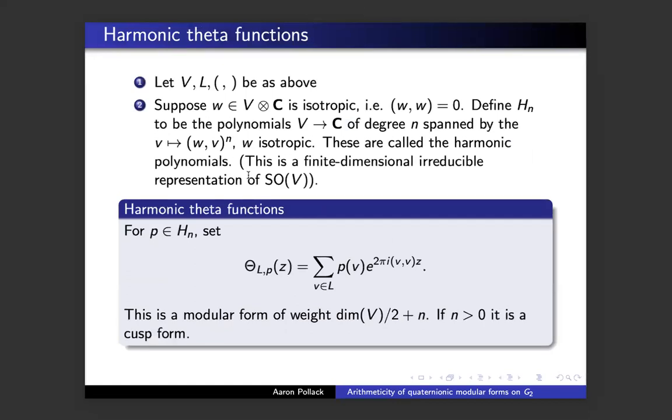And I also want to describe harmonic theta functions. This is a very classical topic, because eventually I'm going to get to producing some analogs of these harmonic theta functions where SL2 is replaced by G2. Okay, so I let V, L, and the inner product be as above. So V is a real vector space. The inner product is positive definite. L is a lattice in V, and the inner product has integrality properties on the lattice.